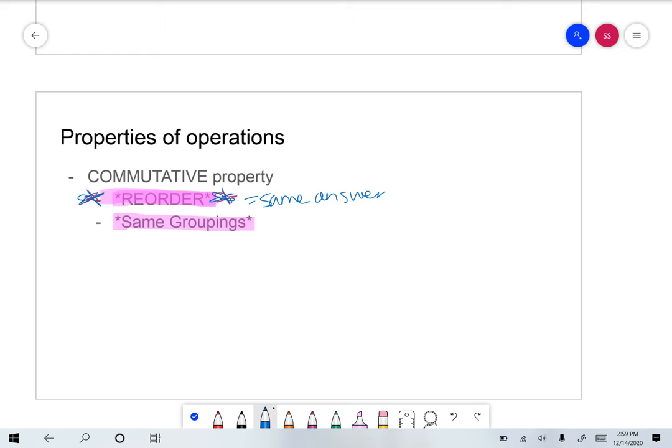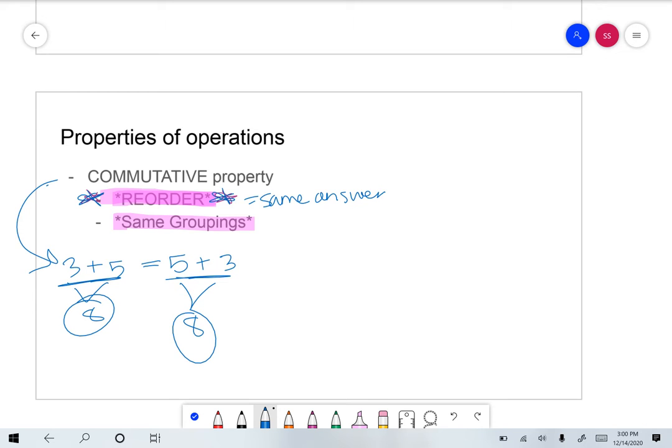So let's go over a couple examples so you know what I mean. Let's say I have 3 plus 5. We know that 3 plus 5 equals 8. But what if we reordered it so it was 5 plus 3 instead of 3 plus 5? Well, we would still get 8, right? And that's essentially what commutative property is saying, is we can reorder what we're adding, but still get the same answer. Okay, so there's a good example that would probably be helpful for you to write down too. This also works with multiplication.